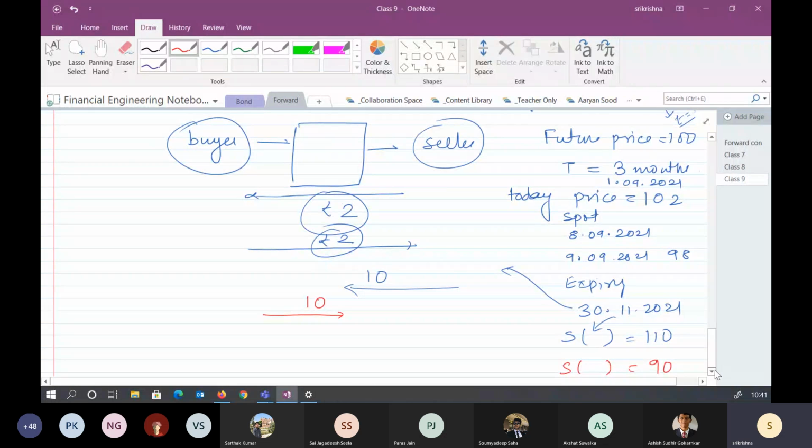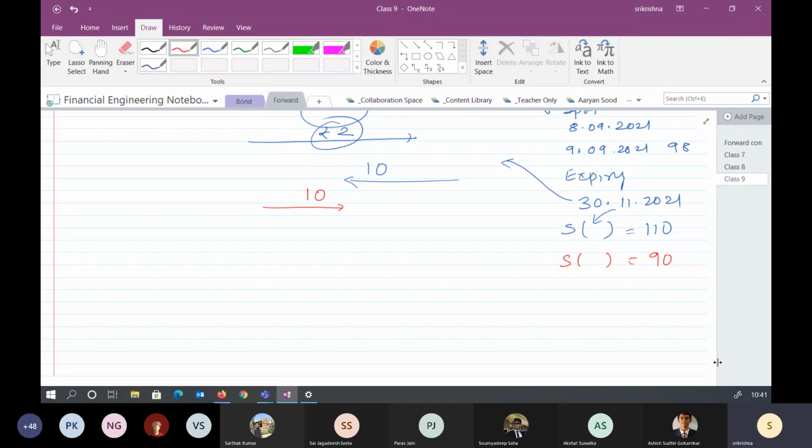So basically if you look here carefully, stochastically we can say that the future price, correct?